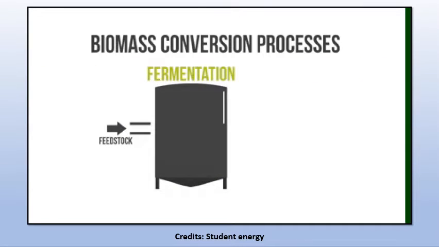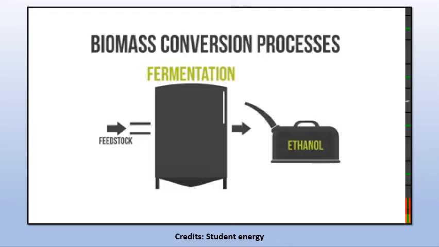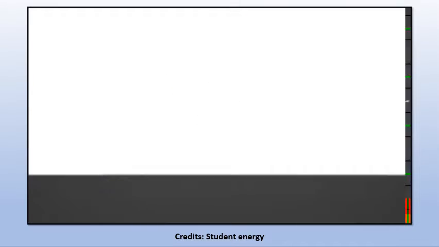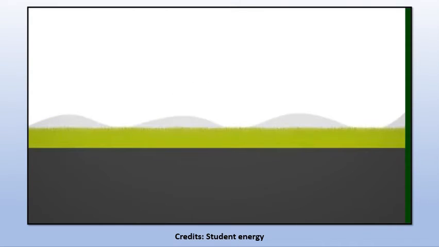Fermentation, the process of converting a plant's glucose into an alcohol called ethanol through the use of yeast. The ethanol is a liquid fuel that can be used as an automotive fuel. It is important to note that certain feedstocks are more conducive for some biomass conversion processes over others. The determination of which feedstock and process will be used is determined largely by the availability of resources and the desired end form of energy.